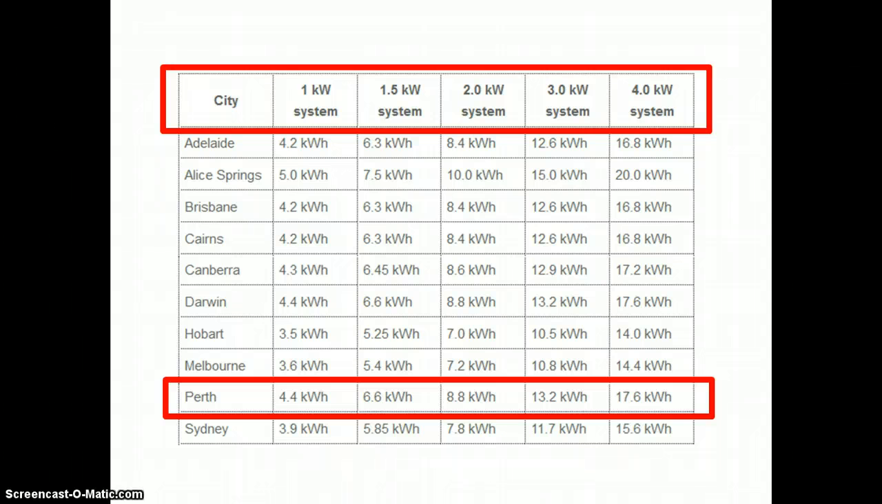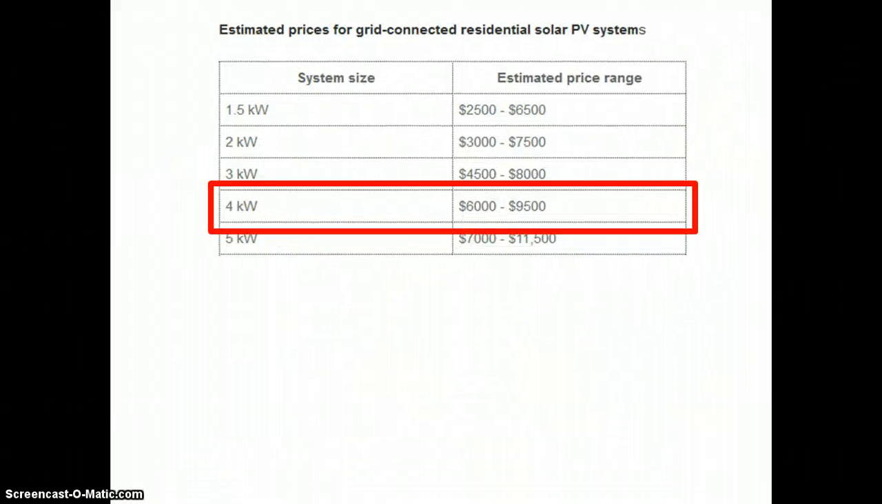And now we need to work out the costs involved. So you can see on this picture here that estimated prices for a 4 kilowatt system are between $6,000 and $9,500.